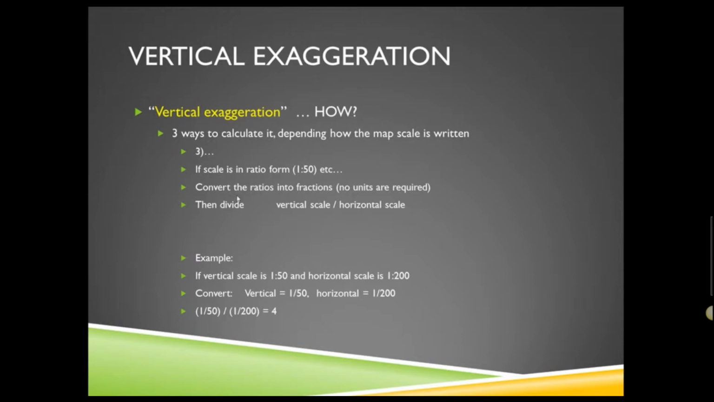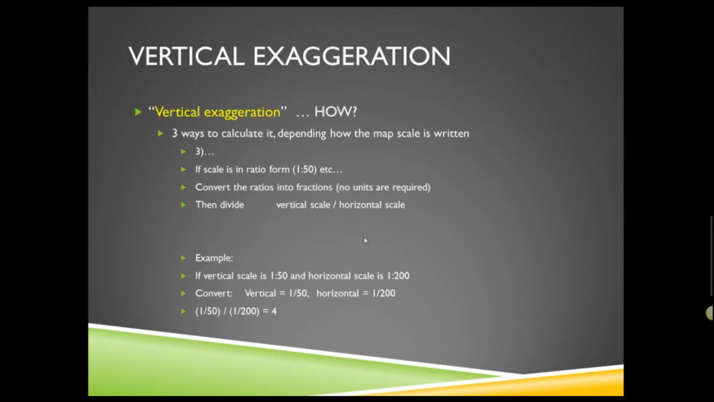It's not shown with units because you can use any units with that ratio. But all you have to do is convert to fractions, still no units. So 1 to 50 becomes 1 over 50, 1 to 200 becomes 1 over 200. Set it up the same way and you get the same result. In this case there are no units to cancel out, you just get 4.